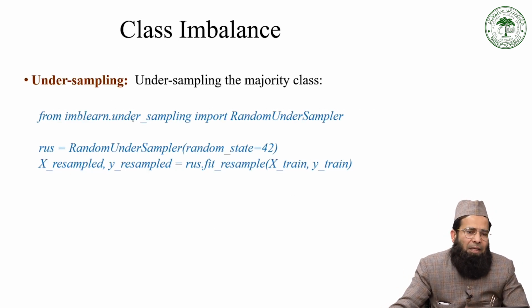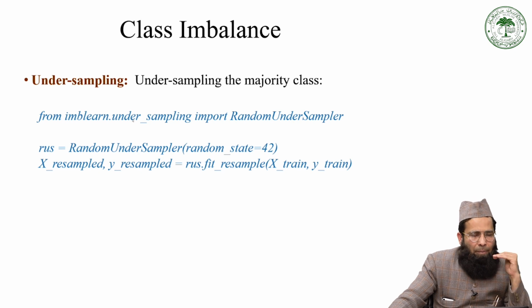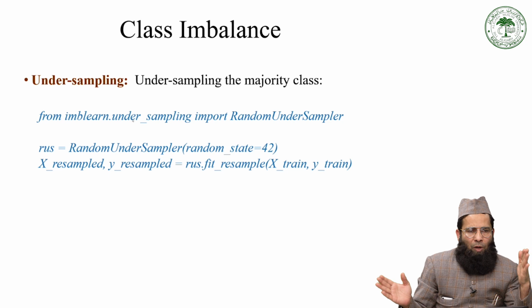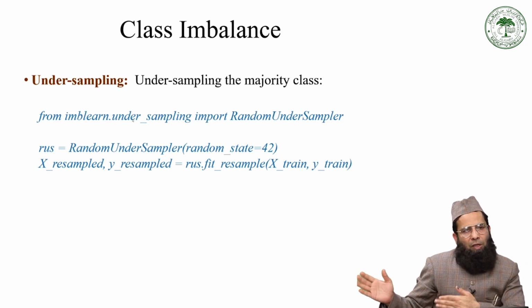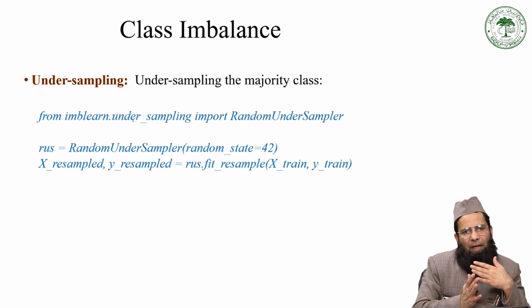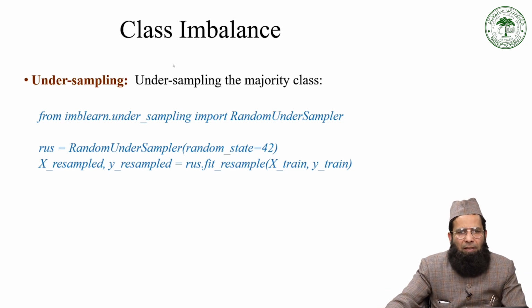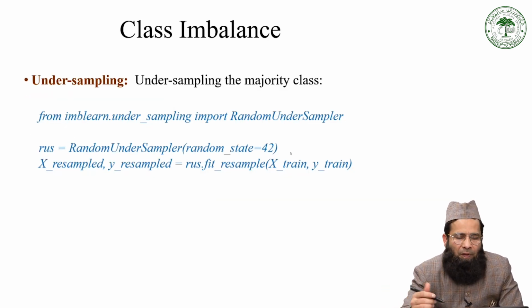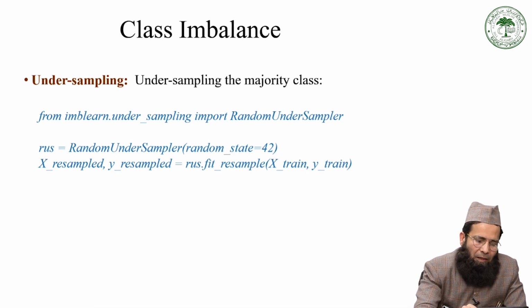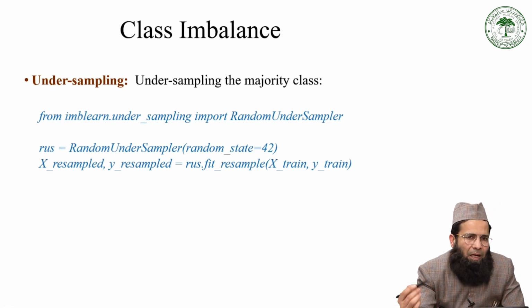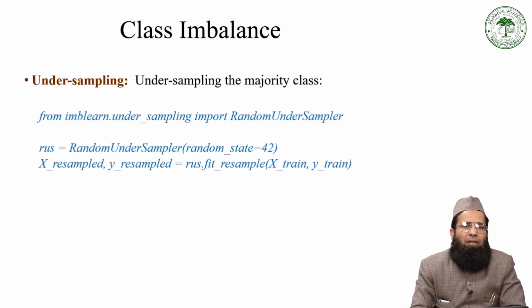Another one is undersampling. It means you undersample the majority class. So suppose one is having a large number of records as compared to the zero class, so the one class would be undersampled. In this case, we'll be using imblearn.under_sampling, and here we'll import RandomUnderSampler. And the rest of the steps would remain the same as RandomOverSampler.